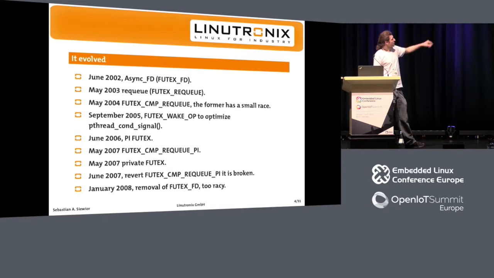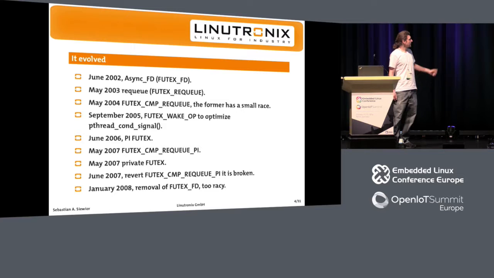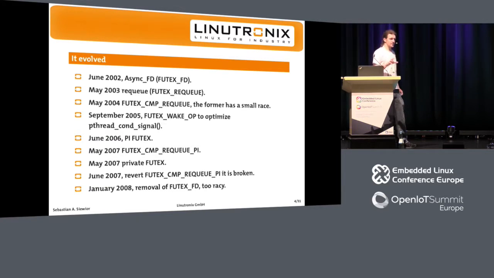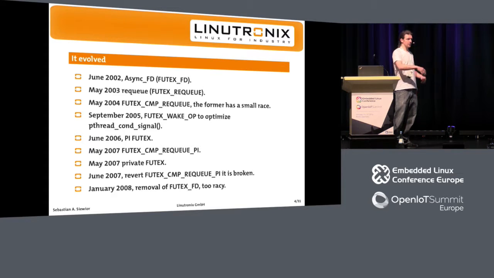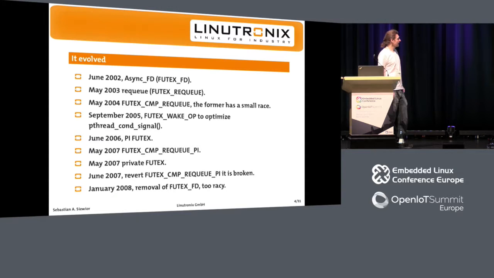Later we got FUTEX wake up, which was another optimization for glibc code. And later we got PI FUTEXs, the priority inheritance version, where you have a process with a higher priority, and if that process is going for a lock, it boosts all other processes out of the way so it can acquire the lock really fast. After we had that, another guy came along because he wanted requeue for PI as well. He didn't think it through, because in June 2007 it was removed again since it was buggy, racy, and didn't work perfectly if you scaled it large.